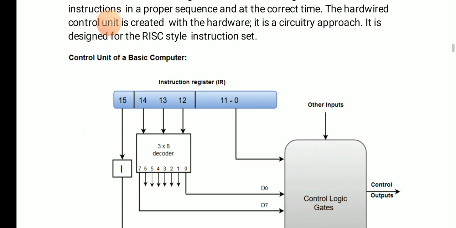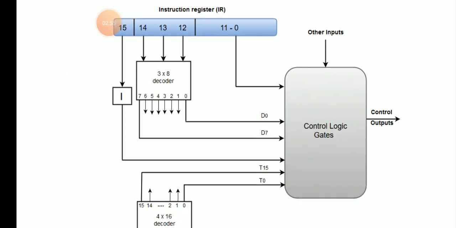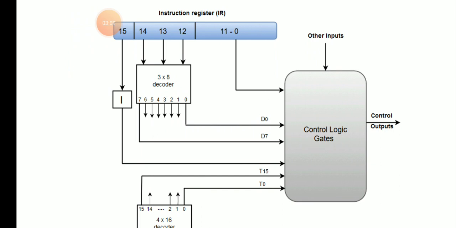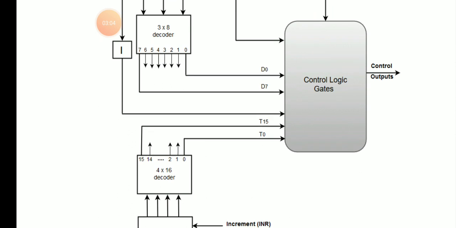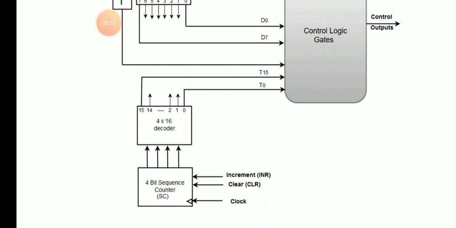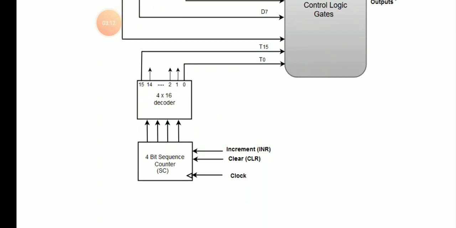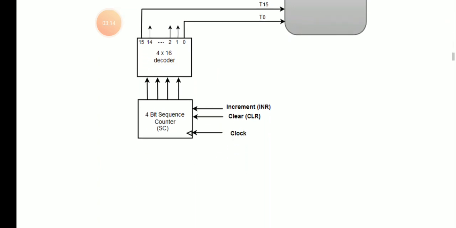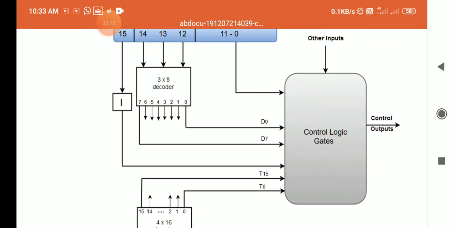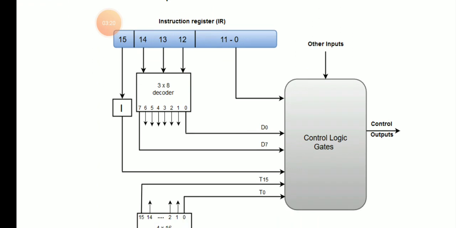Next one, this is the basic block diagram for the control unit. So you are having control logic gates, other inputs, that is the instruction register, then the control outputs, and then you are having decoders, 3 into 8, 4 into 16 decoders, and also a 4-bit sequence counter. In that you are providing the increment, clear and clock inputs. So this is the basic diagram of the hardwired control unit.